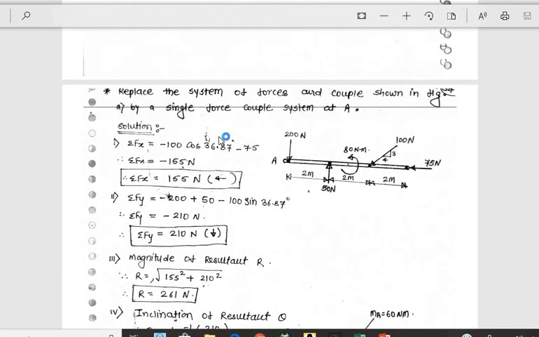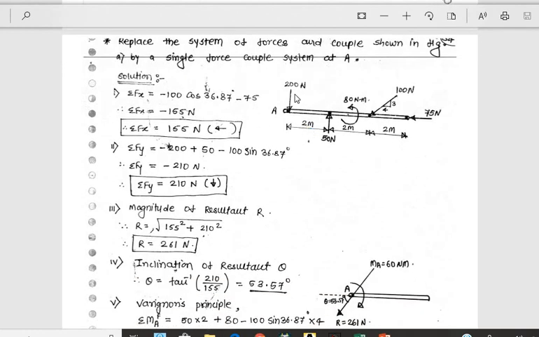Okay, now just see the next numerical. Replace the system of forces and couple as shown in figure by a single force couple system at A. So here 200 Newton, 50 Newton, 100 Newton inclined 3 by 4. Theta we have to calculate: theta is equal to tan inverse of 3 by 4, that is 36.87, and there is an anti-clockwise couple of 80 Newton meter and a horizontal force.